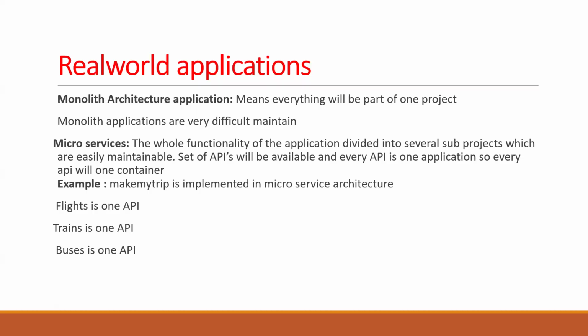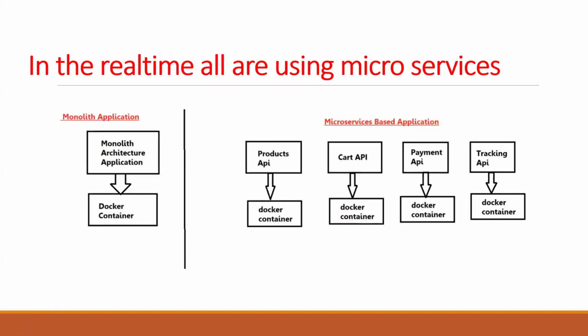Kubernetes is a microservice based architecture. In real time, everyone is using microservice based architectures. In a monolithic architecture application, our entire application is deployed in one Docker container.